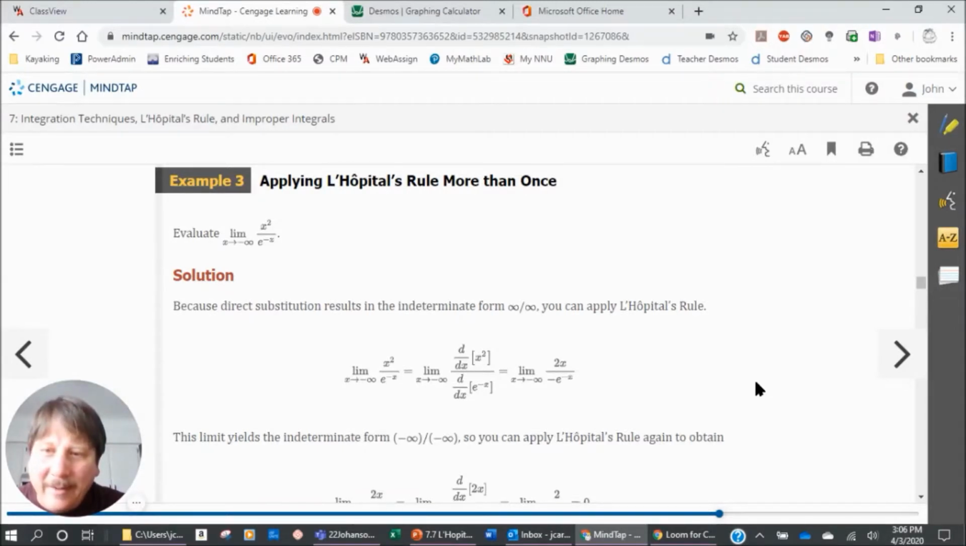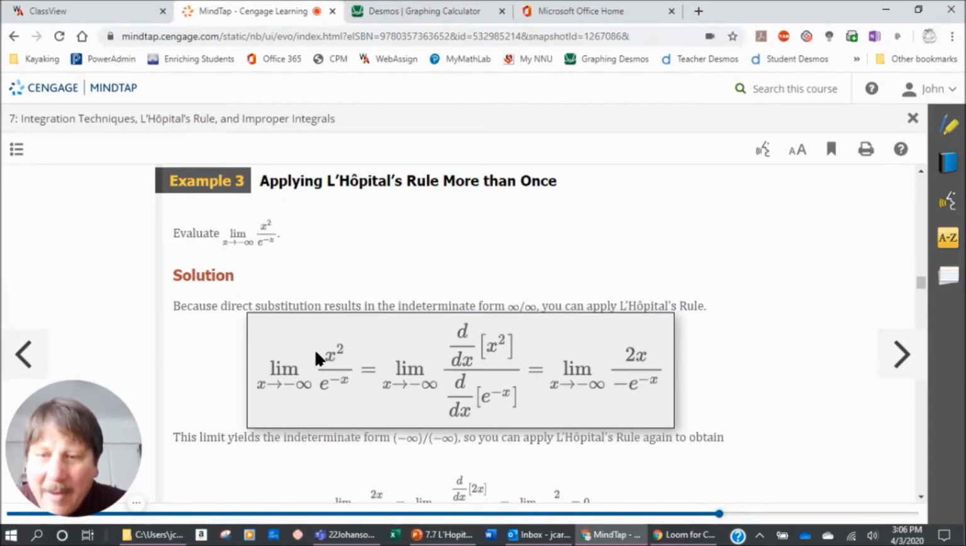Example 3 is very similar. As x goes to negative infinity, x squared is going to go to infinity. E to the negative, big negative number, that would be e to a positive number, would go to infinity. So it is infinity over infinity. You have to think about that before you apply L'Hopital's rule.